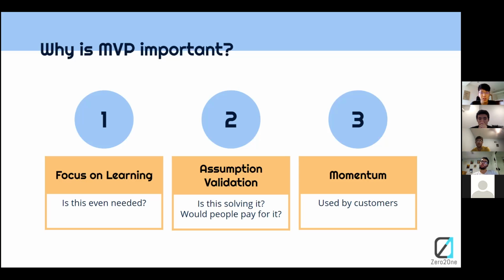When people start using your product, you have more pressure, and then you will be learning a lot more from the customers as well, right?